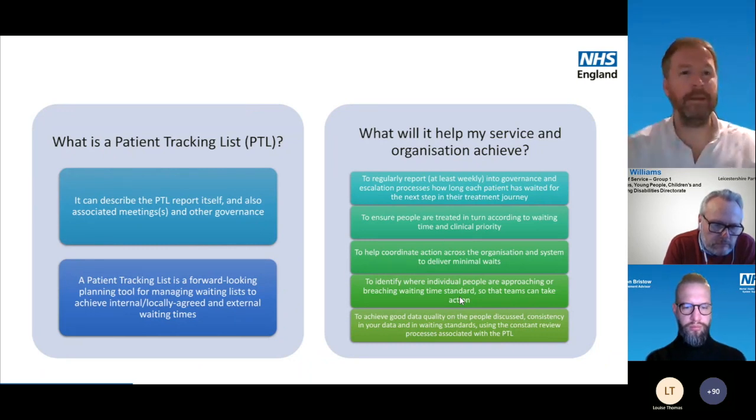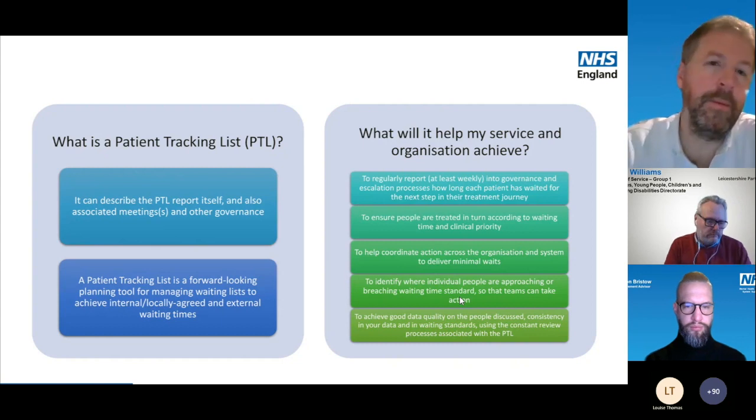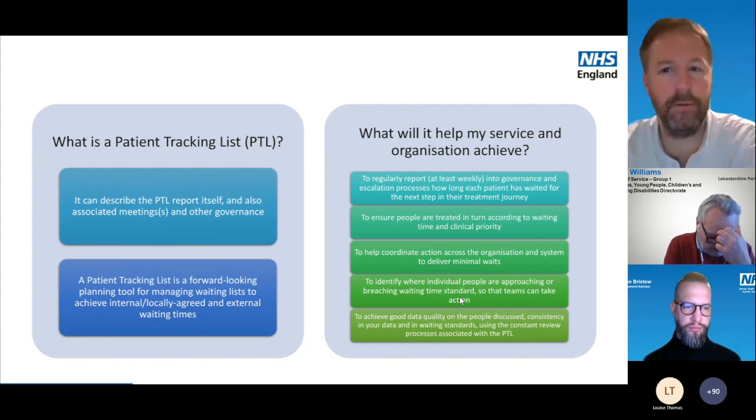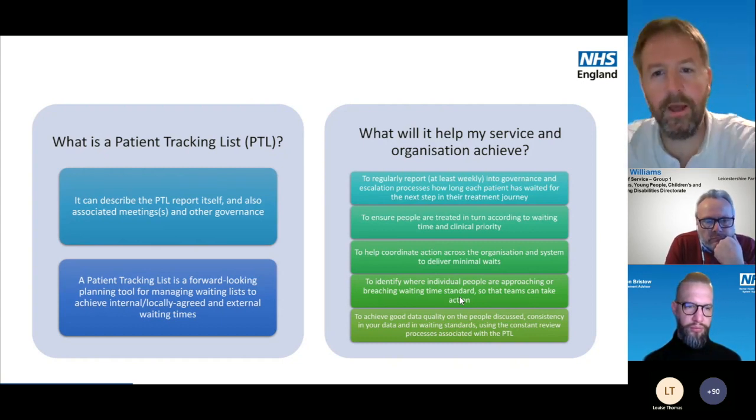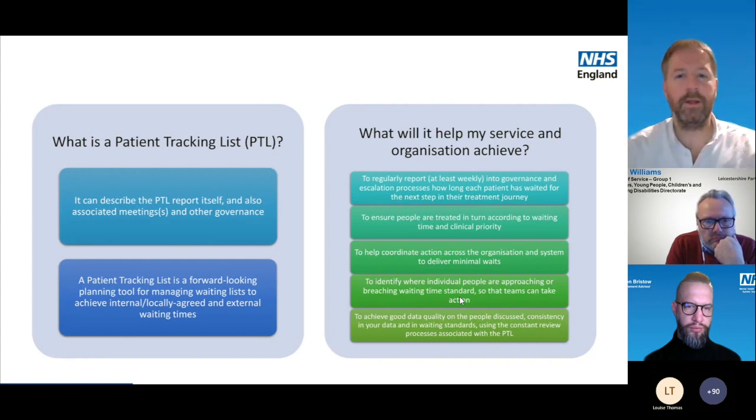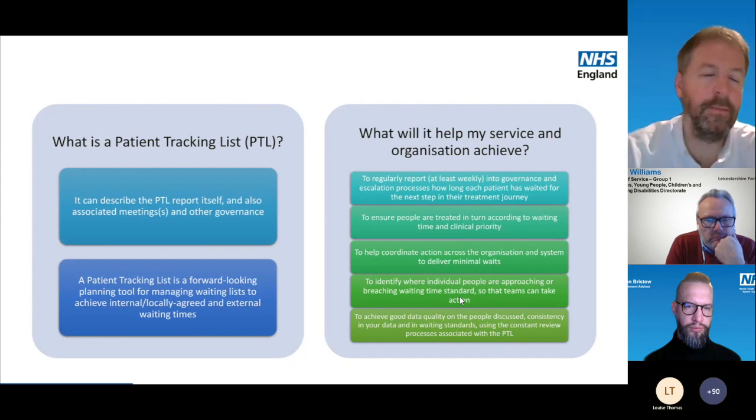All of that can be interchangeably described as a PTL, and people use it as such, which can cause confusion if you're not familiar with it. So a PTL is a forward-looking tool to manage waiting lists to achieve waiting time standards. Forward-looking being crucial here, because we're not trying to just measure what we've done before, we're trying to make a difference to what can happen next week, next month for people waiting.